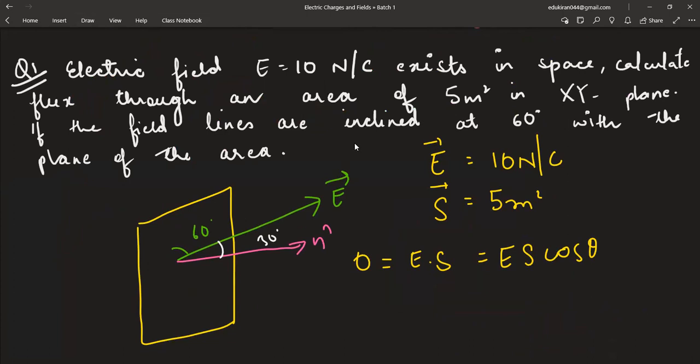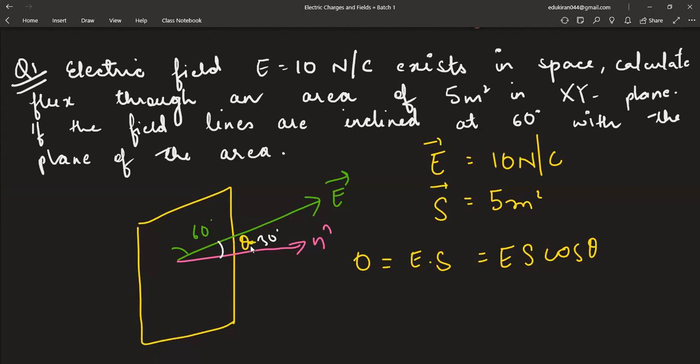Now class, pay attention here, Taha and Sufyan. See, the electric field is making 60 degrees with the plane. So instead of taking this angle, it is given this. Look, here it is written 60 degrees with the plane of the area. Means this is 60 degrees. But do we require this? No, we always need this. This is our theta.